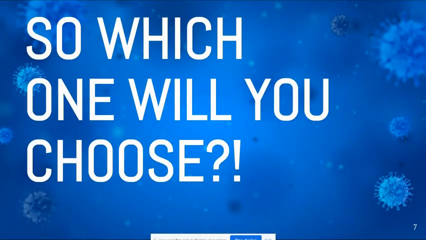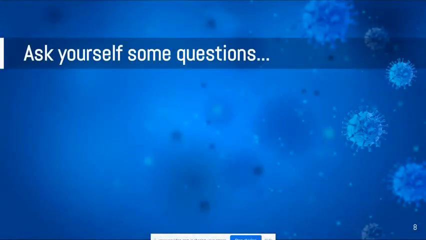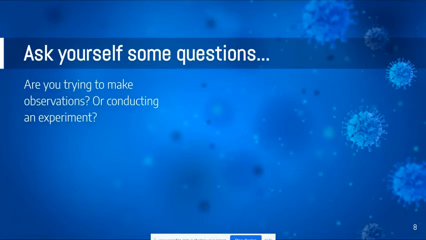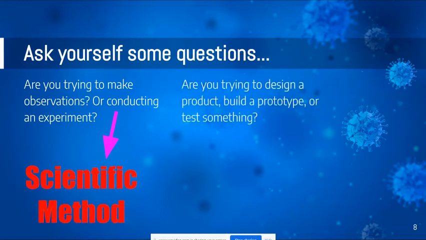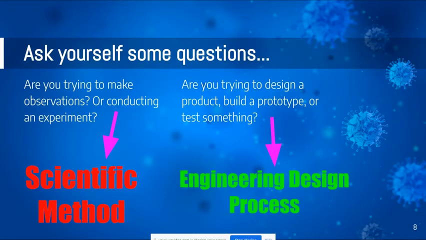So which one will you choose for your upcoming project? This is something that's super important that you're going to have to analyze and maybe even talk to your peers about in a discussion post. You're going to have to ask yourself some questions. First question, are you trying to make observations or conducting an experiment? If yes, then you're going to want to use the scientific method. Are you trying to design a product, build a prototype, or test something? If yes, then you're going to want to use the engineering and design process.